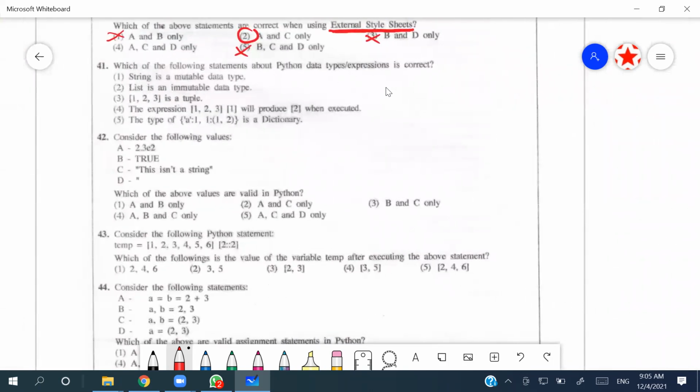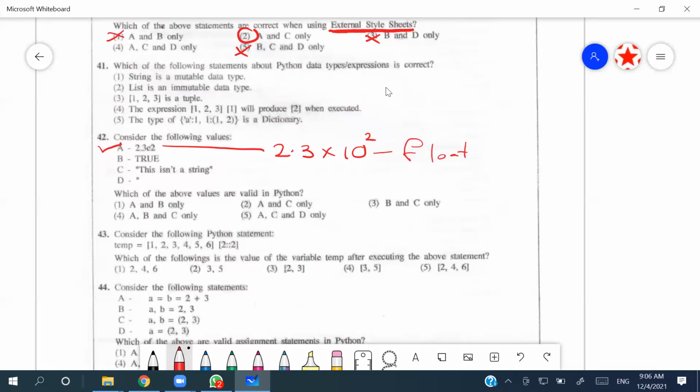Right, so 2.3E2 is a way of representing a floating point value, one of the ways, right? So 2.3E2 means 2.3 into 10 to the power 2. The scientific method, right? So A is considered to be a correct one. The type of this is float.